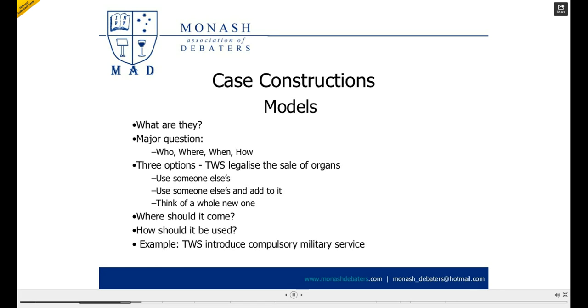It should be used in a way that cuts arguments out of the debate. So it means you're not talking about later, you're not fielding attacks about how is it going to happen and when is it going to happen and who's going to do it. You cut those arguments out of the debate and you cut those problems away.